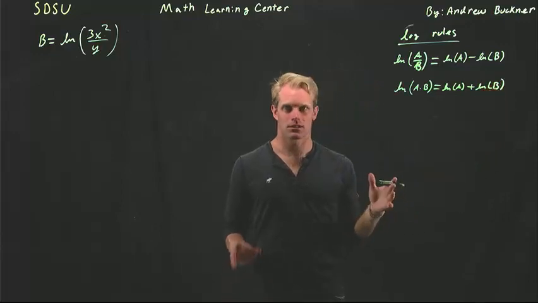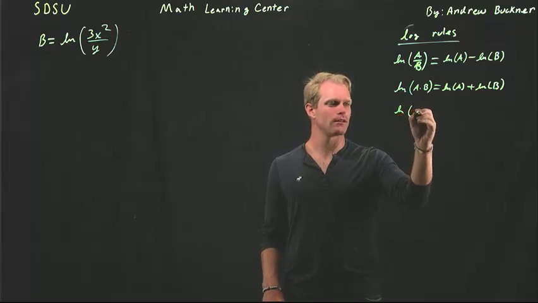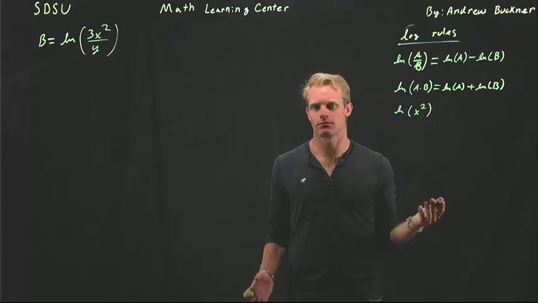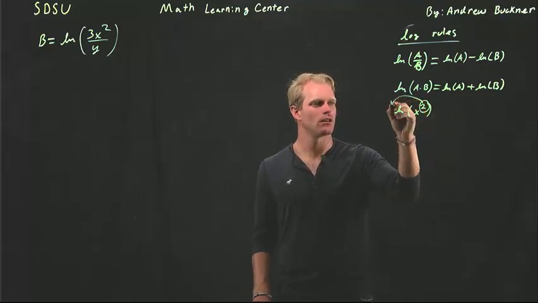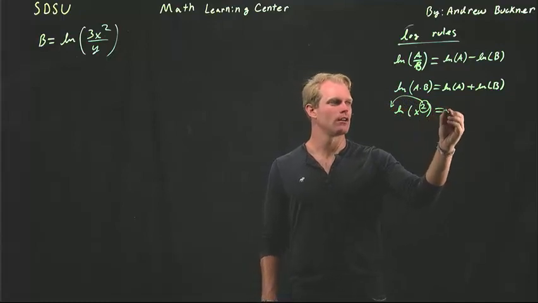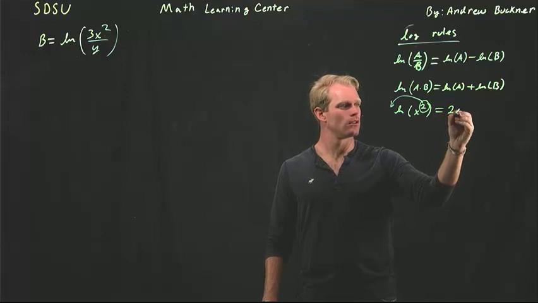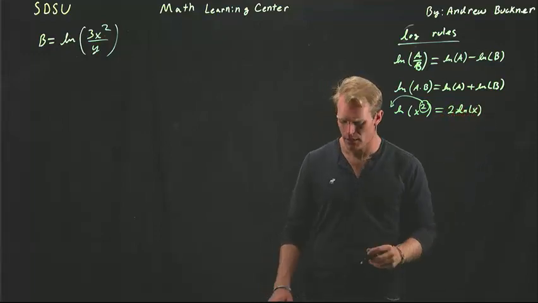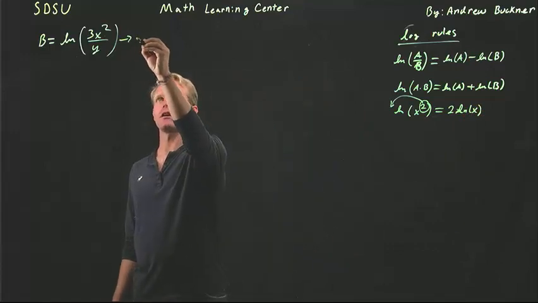The other one, which tends to come up a lot, is the natural log of a power. We'll make this x squared, just for terms. And what this tells me is I can take this 2 and pull it out in front here. So then this becomes 2 natural log of x. In this problem, it tells us to expand as much as possible.